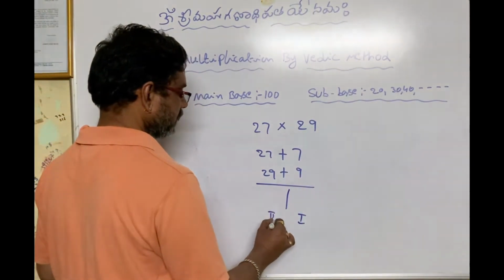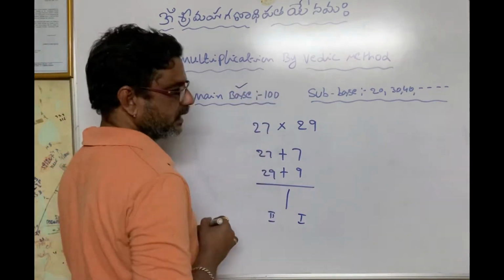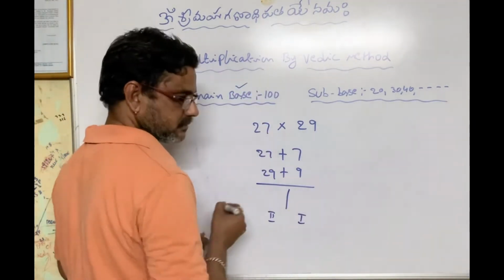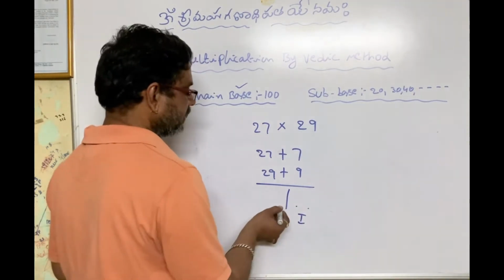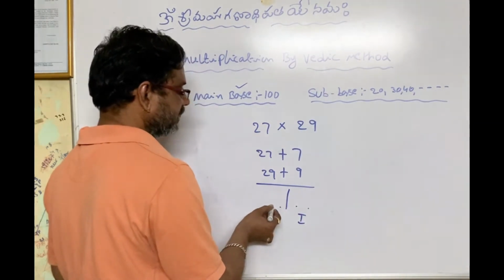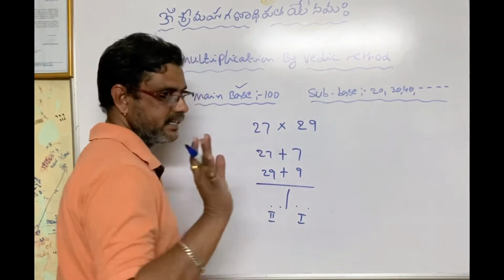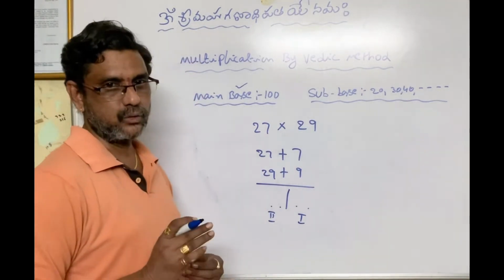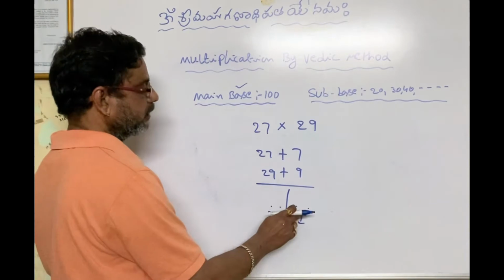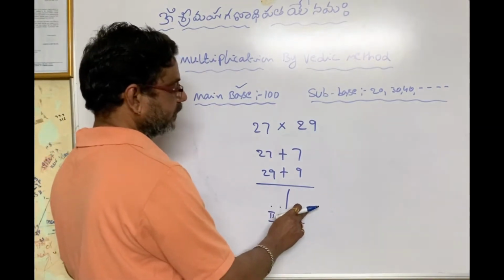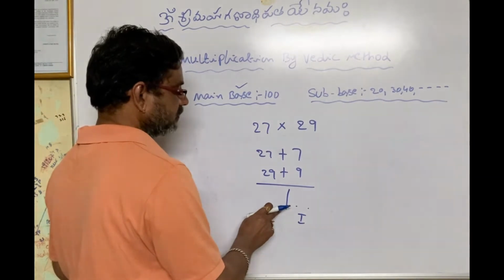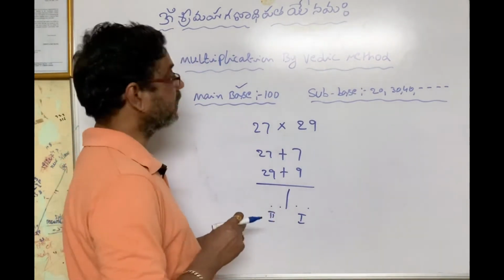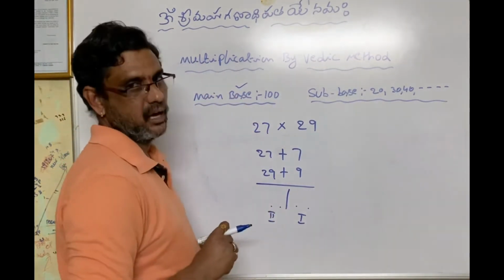Since the main base is 100, here you will get two digits, units and tens. And the second part of the answer you will get hundreds and thousands. That is a very important point you have to keep in mind, because I am taking the main base as 100.